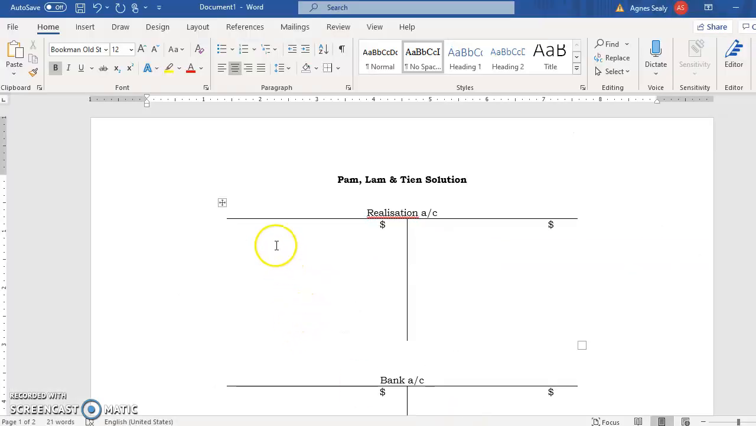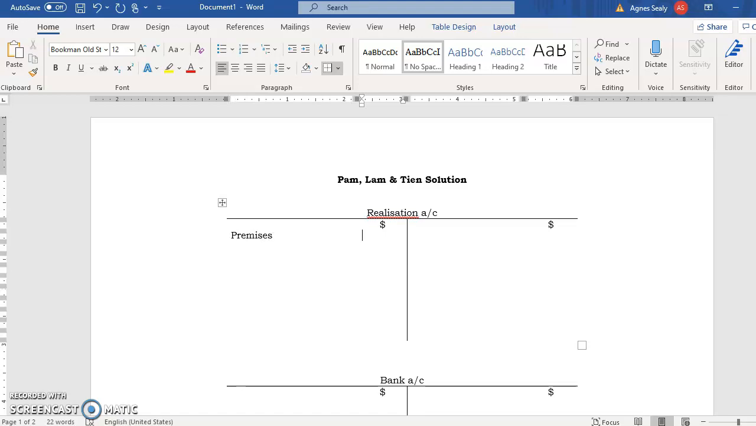So let's go. The first one we have is premises, $160,000. To do the transfer, you debit the realization account, and the credit entry will go to the asset account. So in other words, realization is debited with 160, and the premises account will be credited with 160 to close that account off the books of the business.